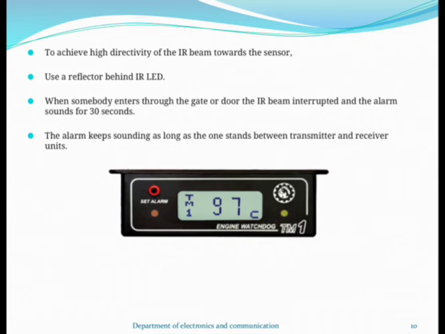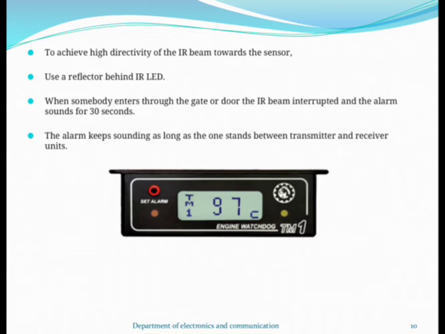To achieve high directivity of the IR beam towards the sensor, we can use a reflector behind the infrared LED placed in the transmitter unit. When somebody enters through the gate or door, the infrared beam is interrupted and the alarm sounds for about 30 seconds. The alarm keeps sounding as long as someone stands between the transmitter and the receiver units.